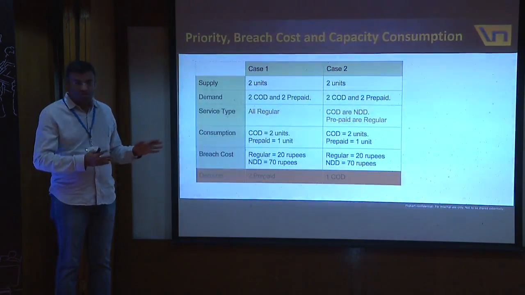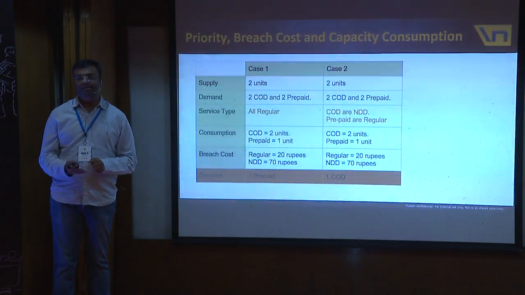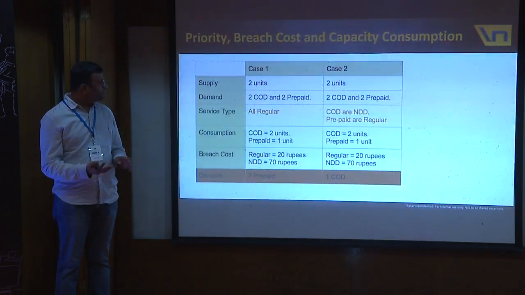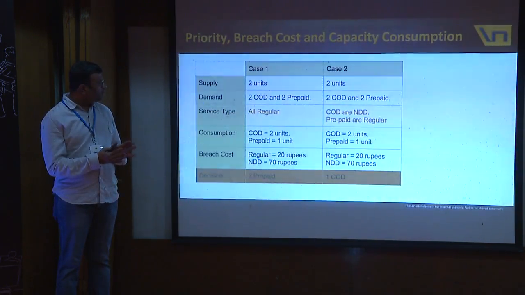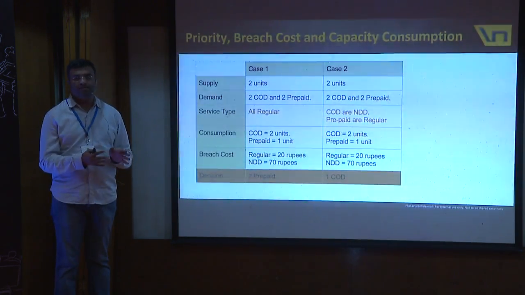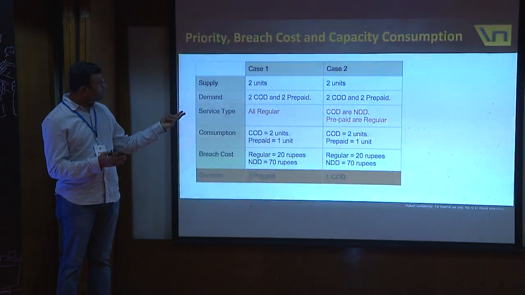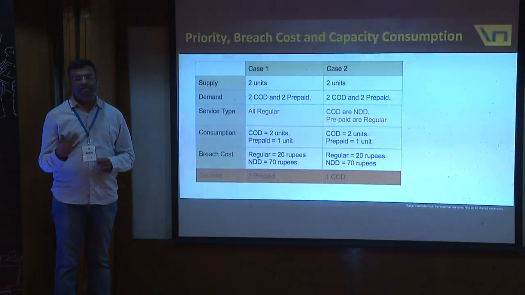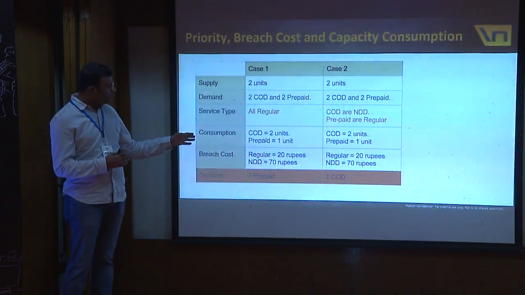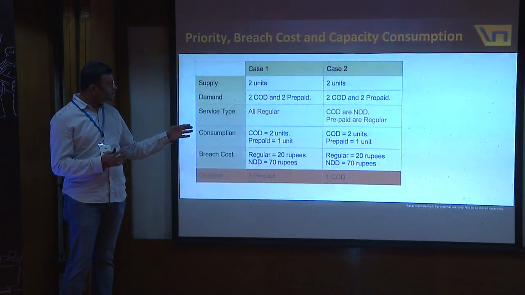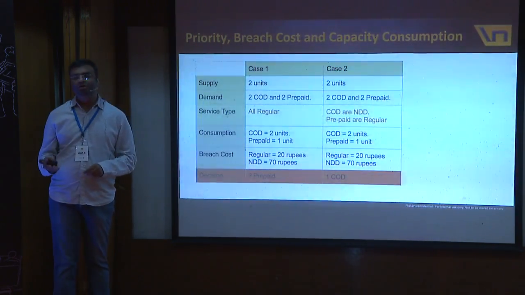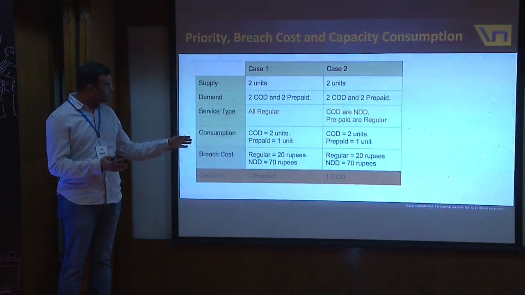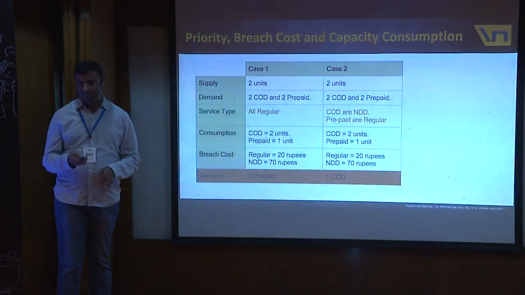However, in case 2, the same answer is not the right answer, because in this case the COD shipments are NDD shipments. So if we decide to fulfill the two prepaid shipments, the breach cost would be, you are breaching two COD shipments which are NDD, which is 140 rupees, right? So the breach cost is 140. However, if you fulfill one COD shipment, the breach cost is now 70 plus 20 into 2, which is 110, right? So it is more profitable in this case to fulfill one COD.